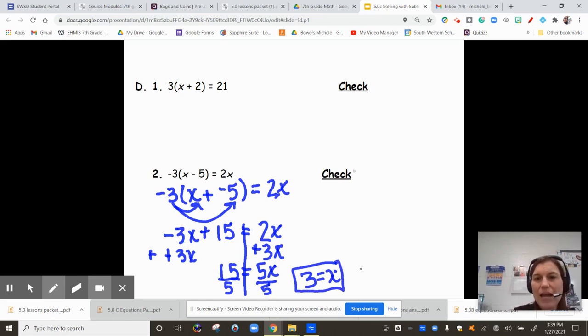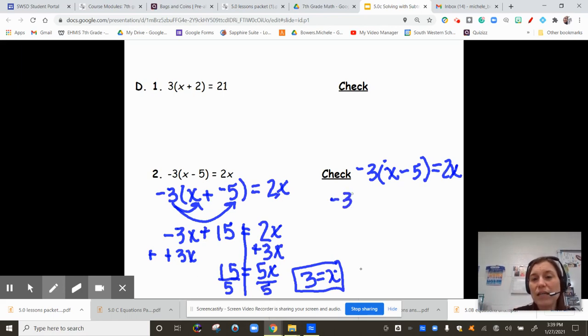Now I have to check it. And when I do the check, my first step is to always rewrite it exactly as it was before I mess with it, before I did anything with it and change it in any way. I always go back to the beginning because I could have made my mistake anywhere. So now I'm going to substitute.